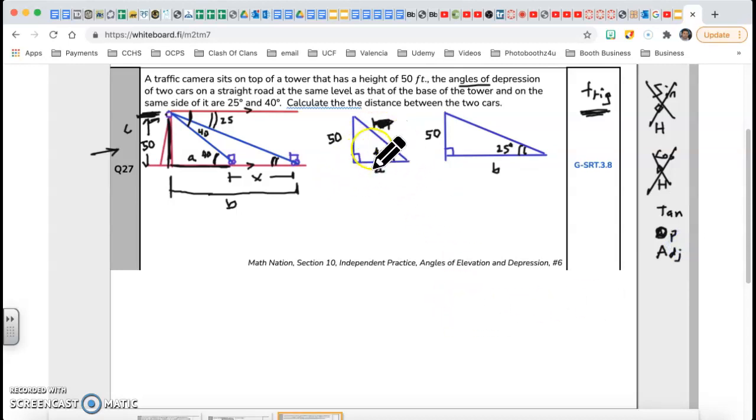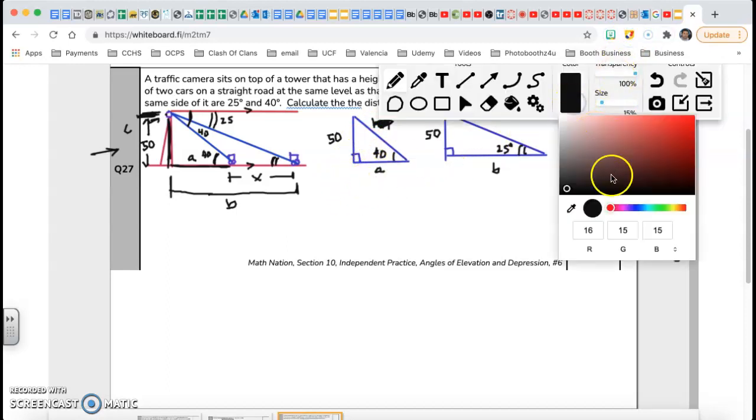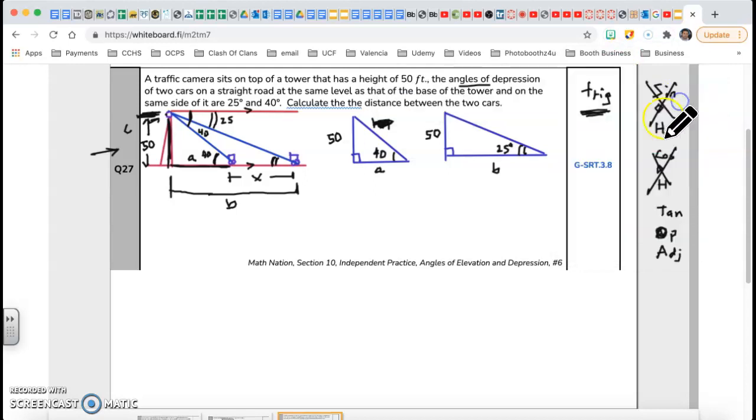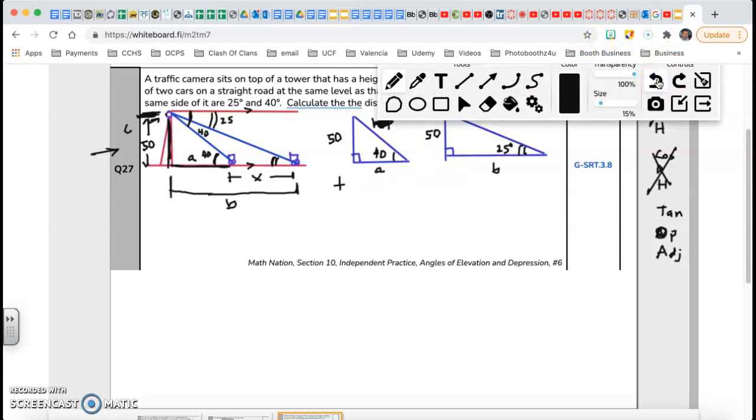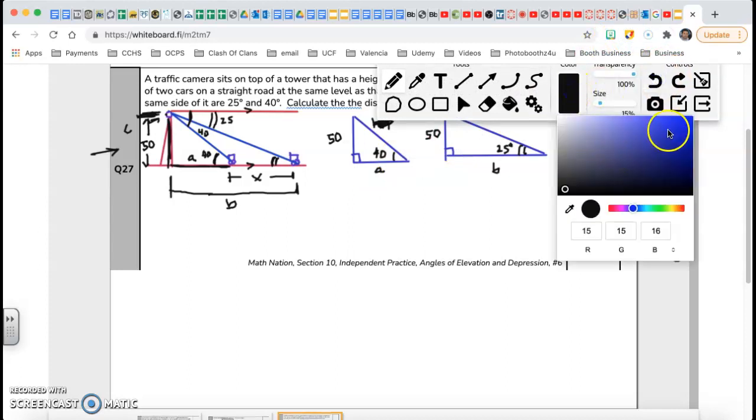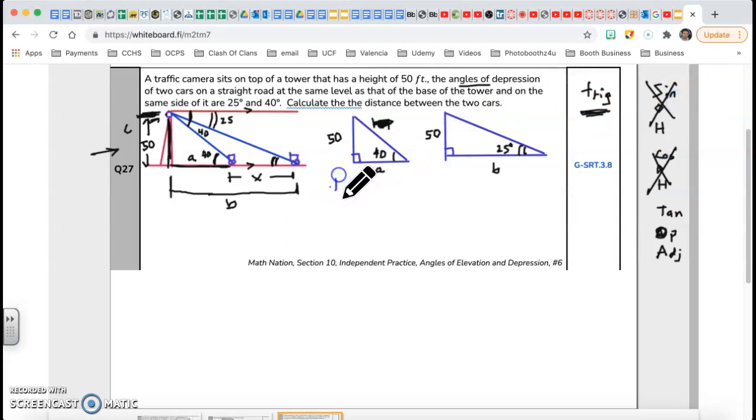Tangent of what? Tangent of my angle. Let me get into blue. Here we go. Tangent of my angle. What was my angle? My angle is 40. Tangent is equal to opposite side over adjacent side. Opposite to the angle 40 is 50.